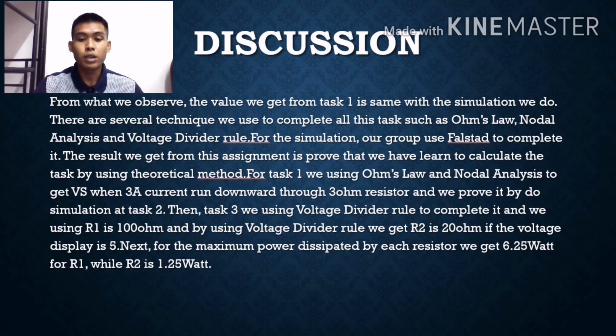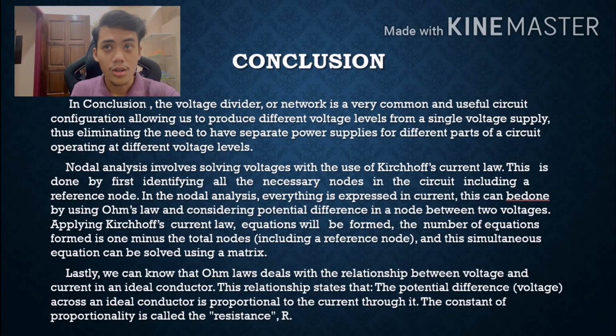Then for task 3, we used the voltage divider rule to complete it, and we used R1 as 100 ohm. By using the voltage divider rule, we get R2 is 20 ohm if the voltage displayed is 5. Next, for the maximum power dissipated by each resistor, we get 6.25 watt for R1, while R2 is 1.25 watt.